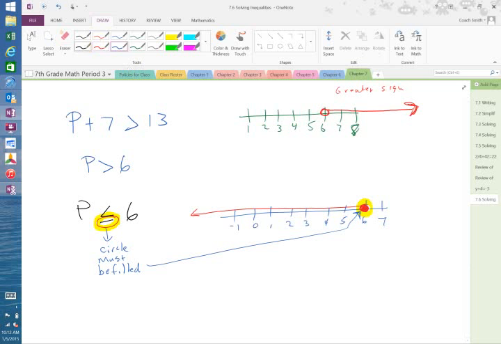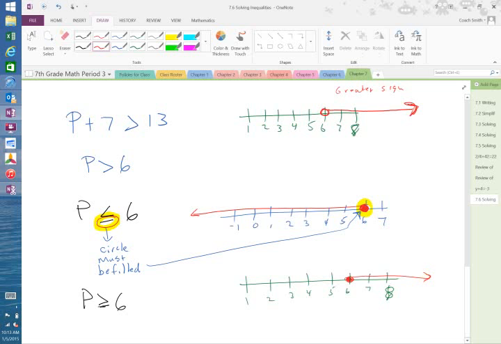Okay, so if it was like our other one, P greater than or equal to 6, then our number line is still going to be the same. 1, 2, 3, 4, 5, 6, 7, 8. Okay, I'm still going to put a red circle at 6, but now I'm going to color it in and draw it to the right. Okay, and that is because of that right there. I must fill in the circle there.